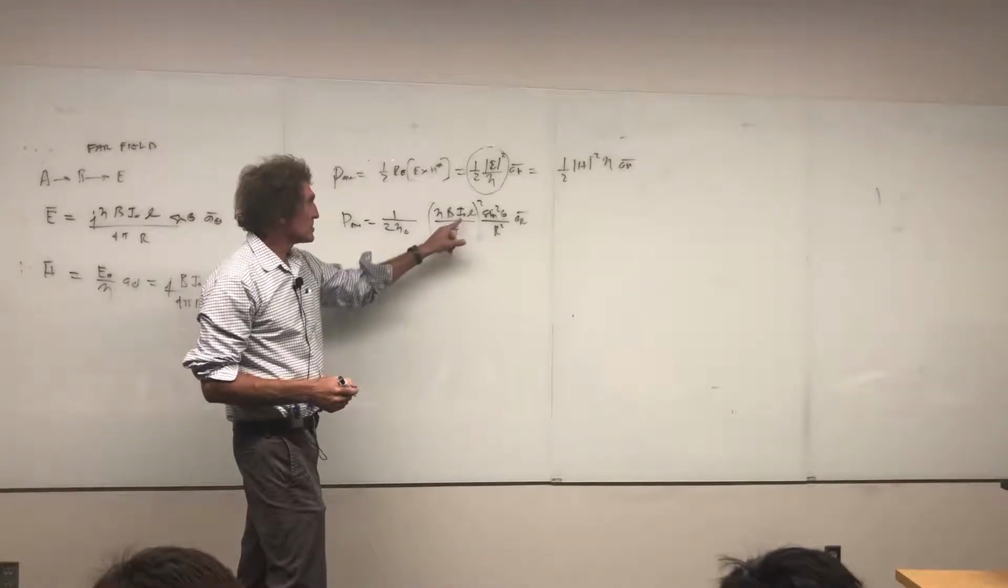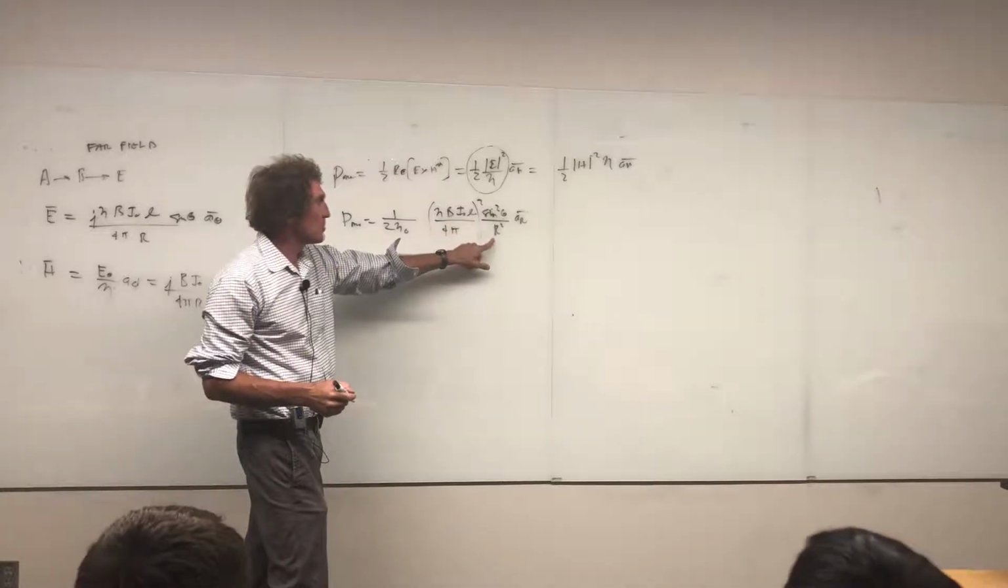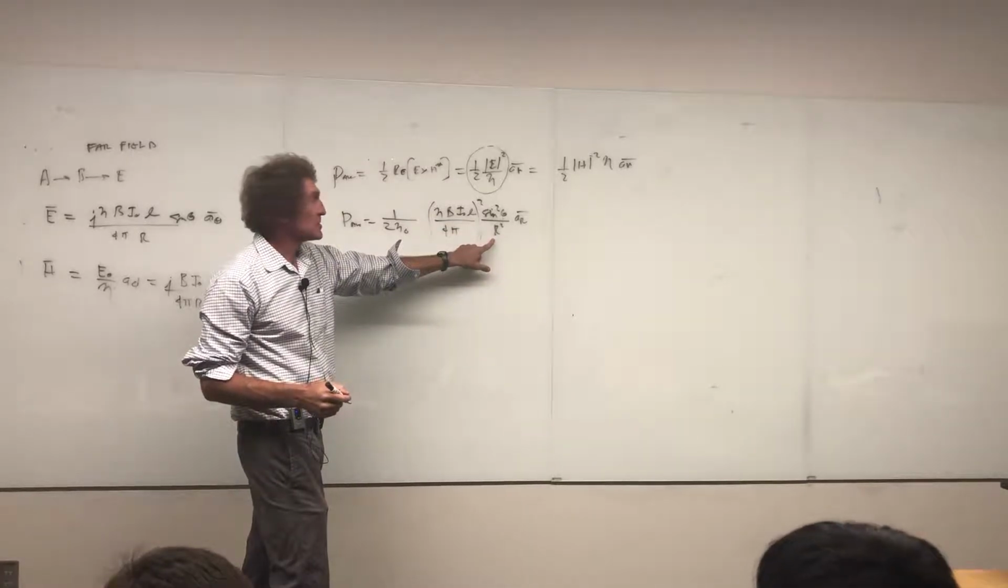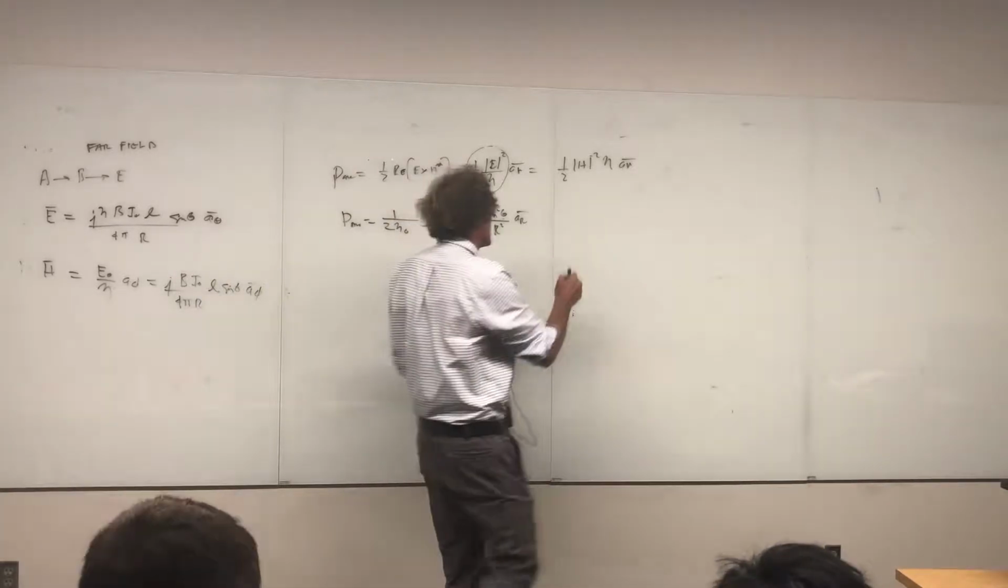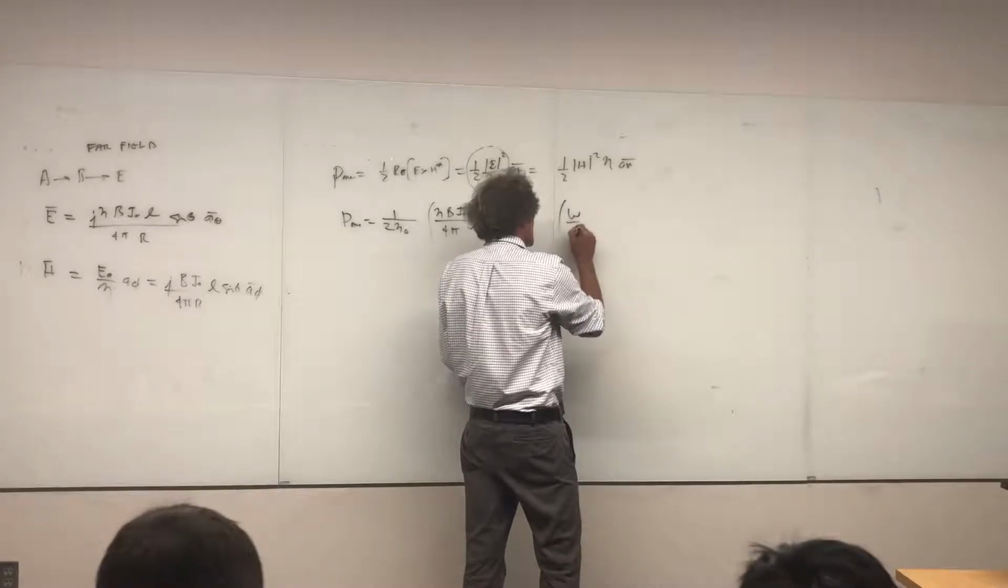You'll notice it's proportional to I squared, it's inversely proportional to r squared, and it's also proportional to the sine of the angle squared. Now that's the power density in watts per meter squared. This is in Wentworth's book.